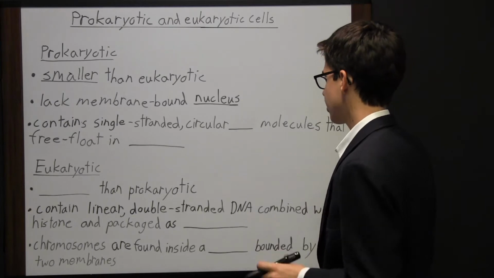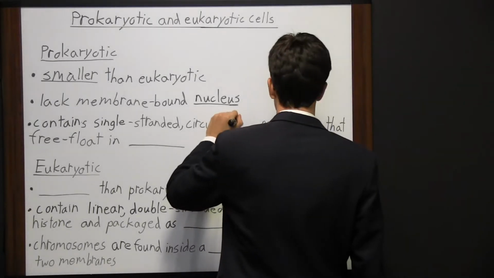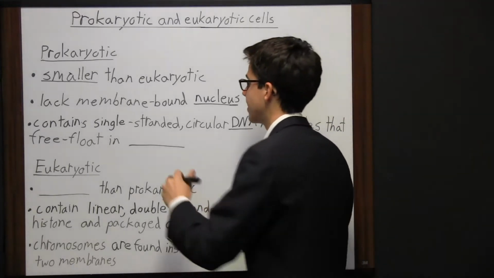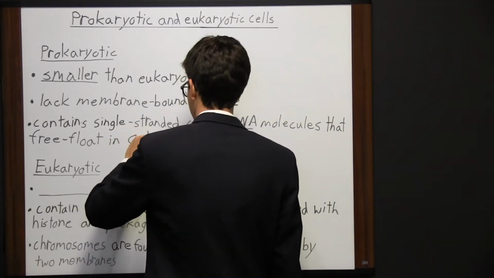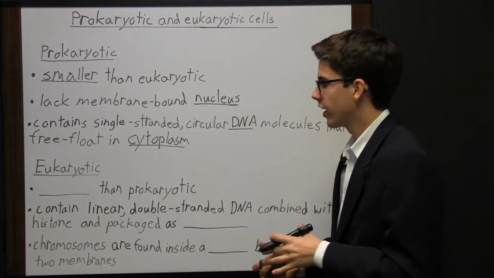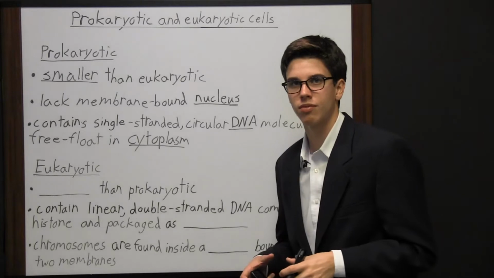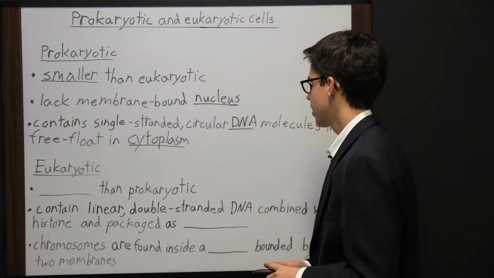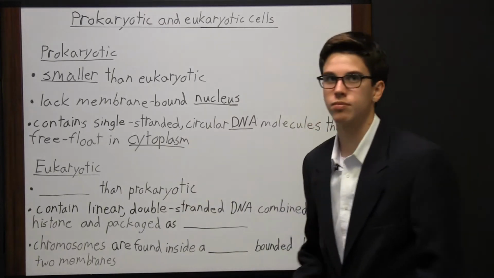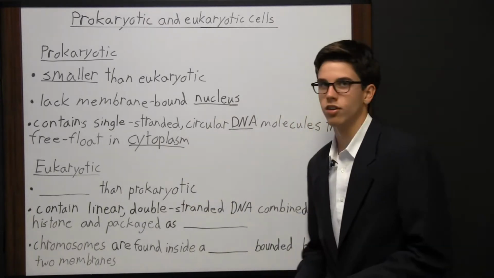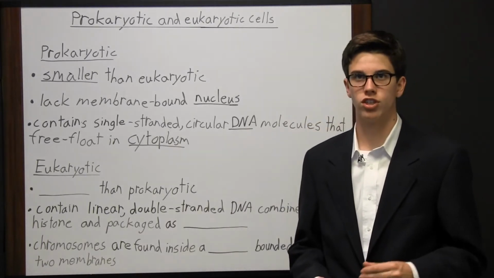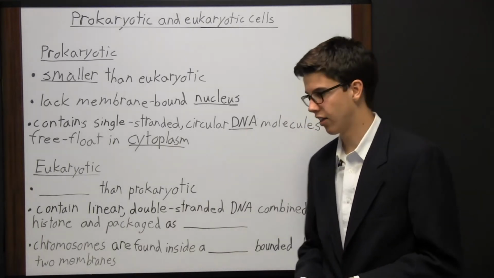Now, they contain single-stranded circular DNA molecules that free float in, you can probably guess, cytoplasm, because cytoplasm is kind of the fluid in a cell that all the other organelles in the cell float around in. So the DNA molecules free float in cytoplasm. Some different organelles that are in prokaryotic cells are ribosomes, centrioles, often one or more flagella, and cytoskeleton elements.